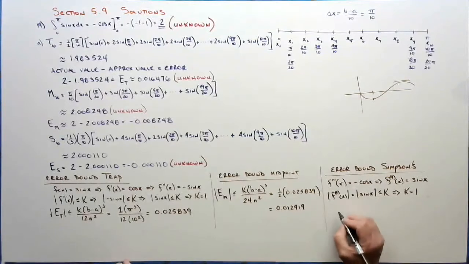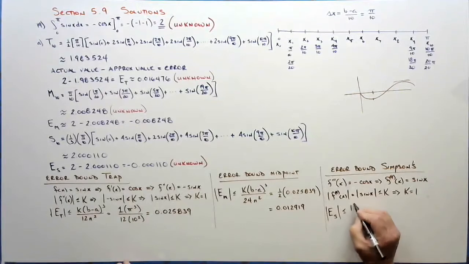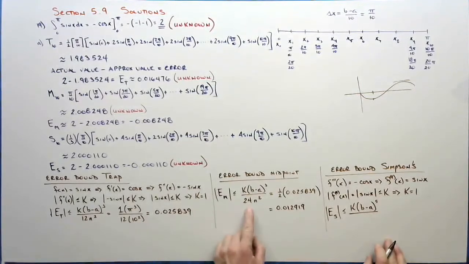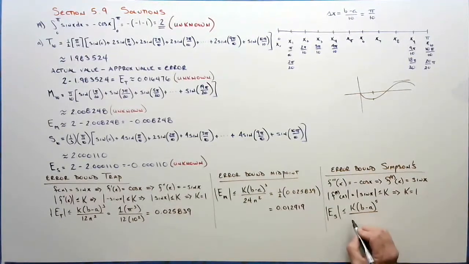So now our error formula here for Simpson's rule, right? Less than or equal to k, the k we just found here. But it's not b minus a cubed, it's b minus a to the 5th. And it's not 12 or 24, it's 180, right? 180. And it's not n squared, it's n to the 4th.